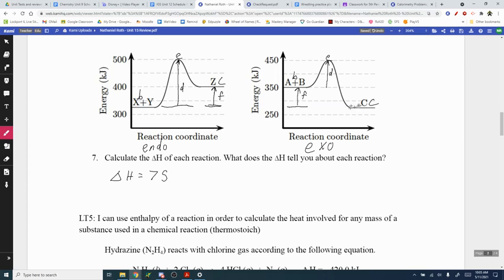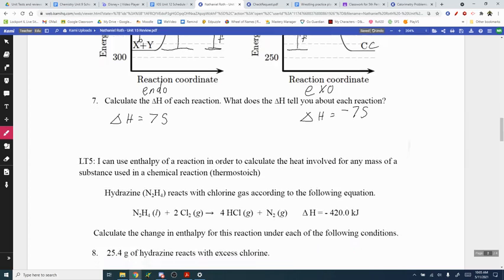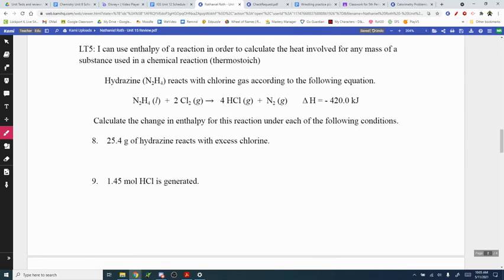Okay. Now this one over here, it's going to be 275, my fault, 275 minus 350, which turns out to be negative 75. Because we have to do products minus reactants.